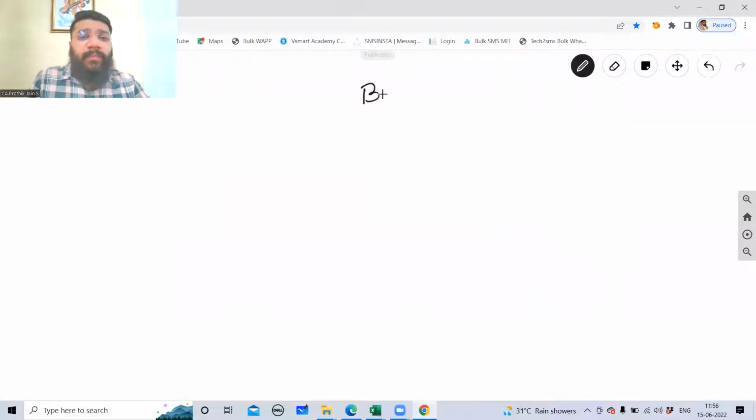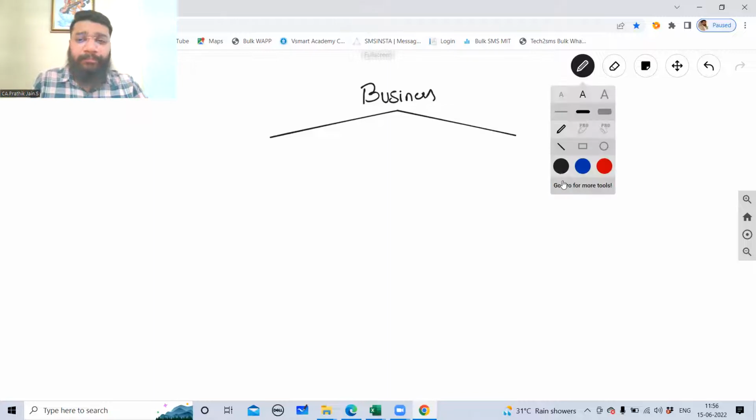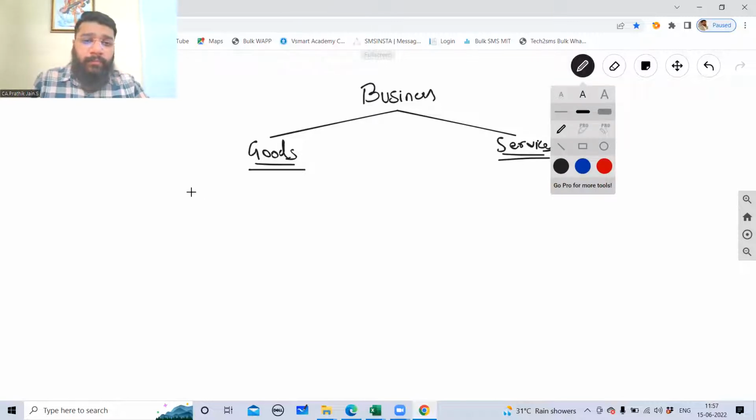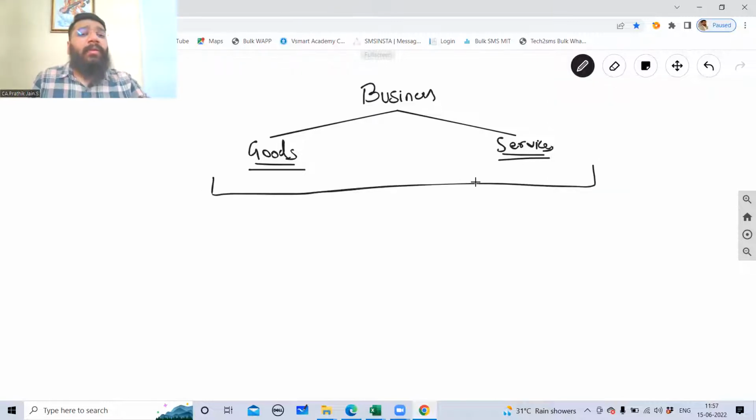Guys, in India, if you're supposed to do any business, can I say you can either deal with goods or you can deal with services? Am I correct? Online people, am I correct? Yes, sir. You can deal with either goods or services. Now, guys, normally when you are selling the goods, that is called a business financial transaction, correct?